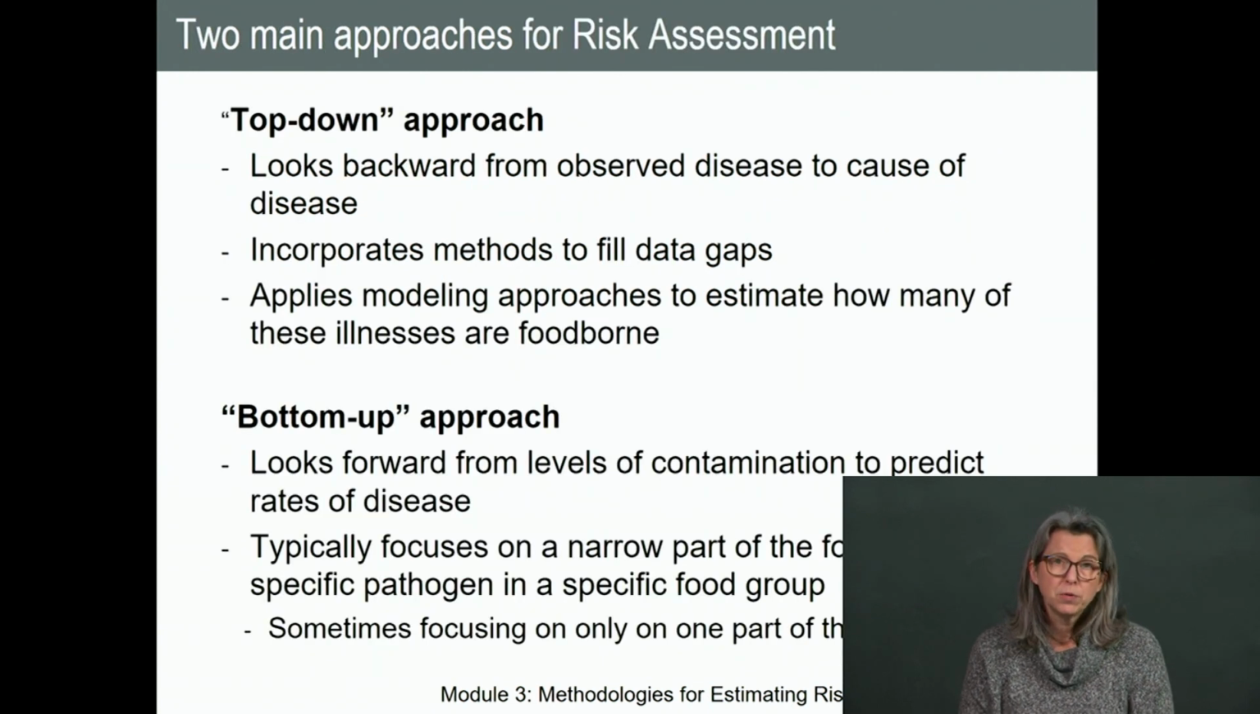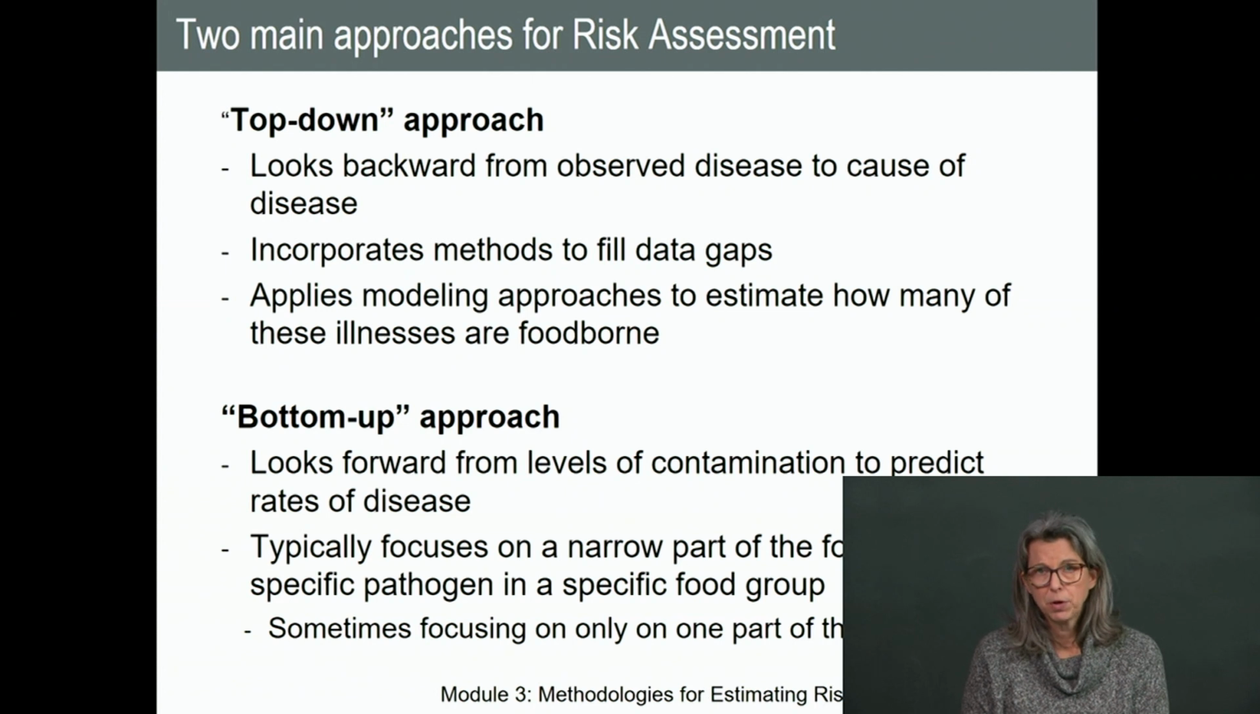So the two main approaches for risk assessment are top-down and bottom-up, and each of them serves a different purpose and uses different types of data. So either one of them might be relevant for the situation that you're in, depending on what you're trying to do. So I'll talk through both of them and give you some examples to help you think about which approach is really appropriate for a problem that you're working on.